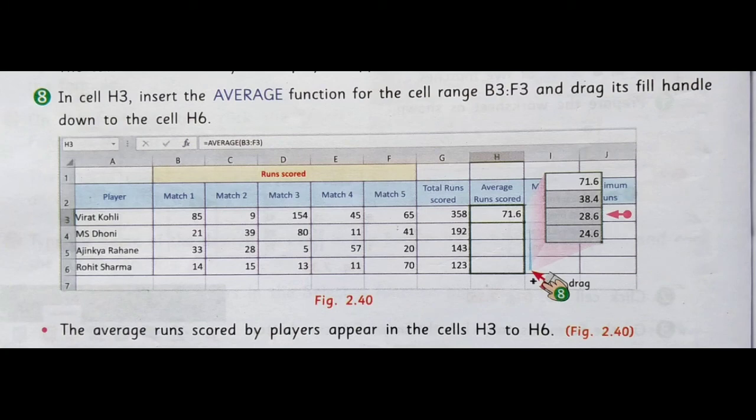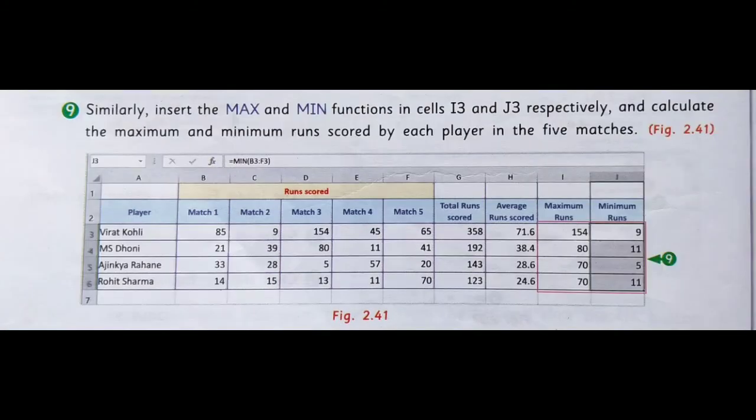In the next part, in cell H3, insert the Average function for the cell range B3 to F3 and drag its fill handle down to cell H6, which is in figure 2.40. The average runs scored by players appear in cells H3 to H6. You can see it in figure 2.40. Similarly, insert the Max and Min functions in cells I3 and J3 respectively and calculate the maximum and minimum runs scored by each player in the 5 matches. You can see it in figure 2.41.